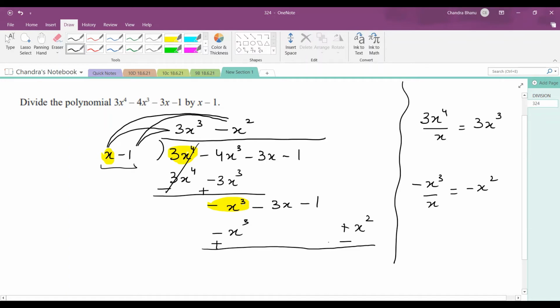Now change the signs of the second row. Now, I'm not going to write minus 3x first. I'm going to write the highest power first. My highest power is square here.